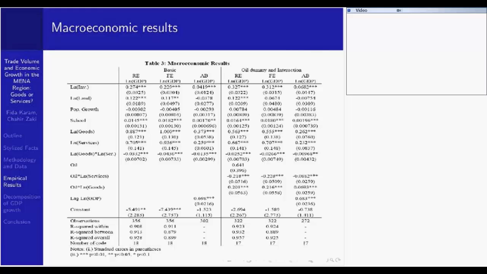So for the first question, we used the log GDP, not the growth rate, because actually we wanted to have the elasticity of each of those components to the level of GDP, not the growth rate. So that's the first one. And again, the difference in log measures growth rates.